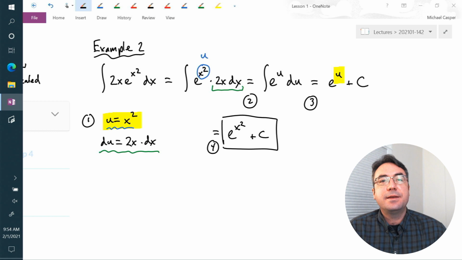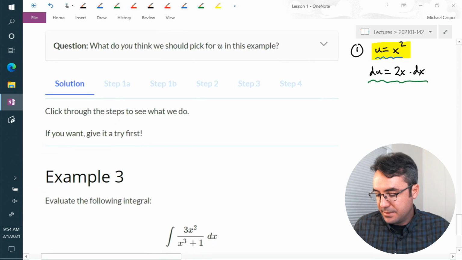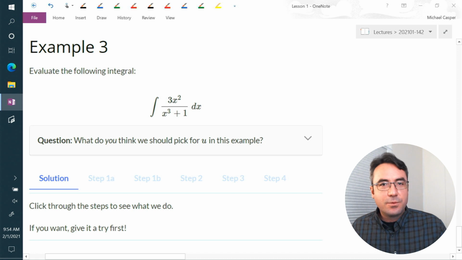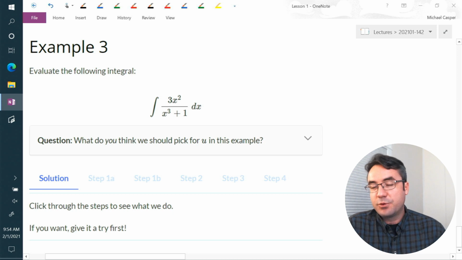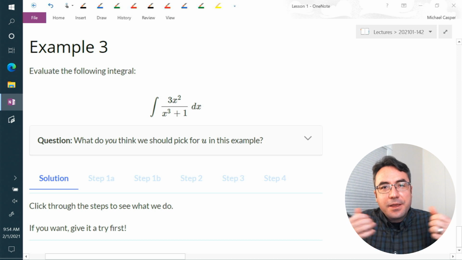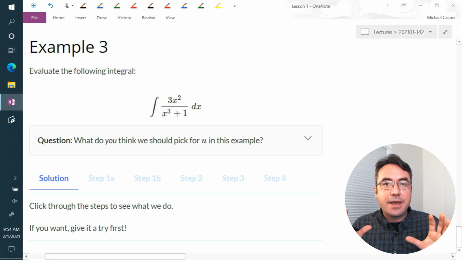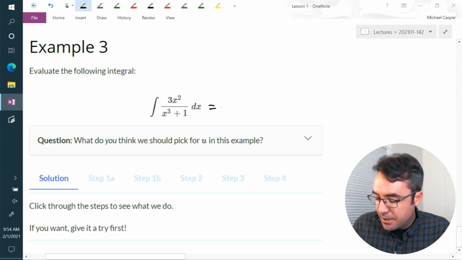All right, let's try one more of these. Helps to practice. So substitution rule really comes down to just practice, practice, practice. All right, so example 3. We're going to do the integral of 3x squared over x cubed plus 1. And again, it's helpful to break the function apart as much as you can into 2 pieces. And then you're going to look at the 2 pieces that you have to work with.